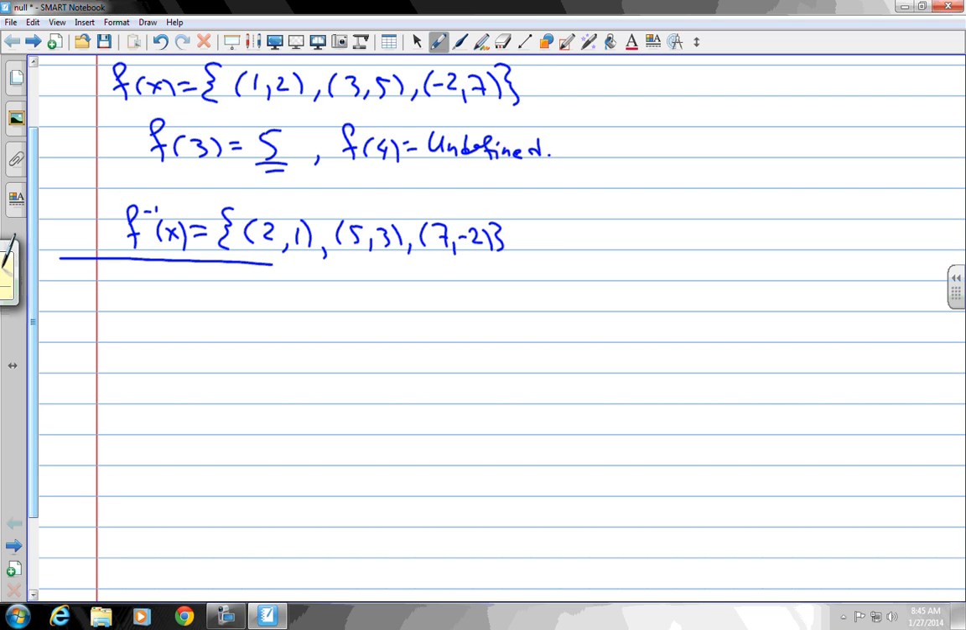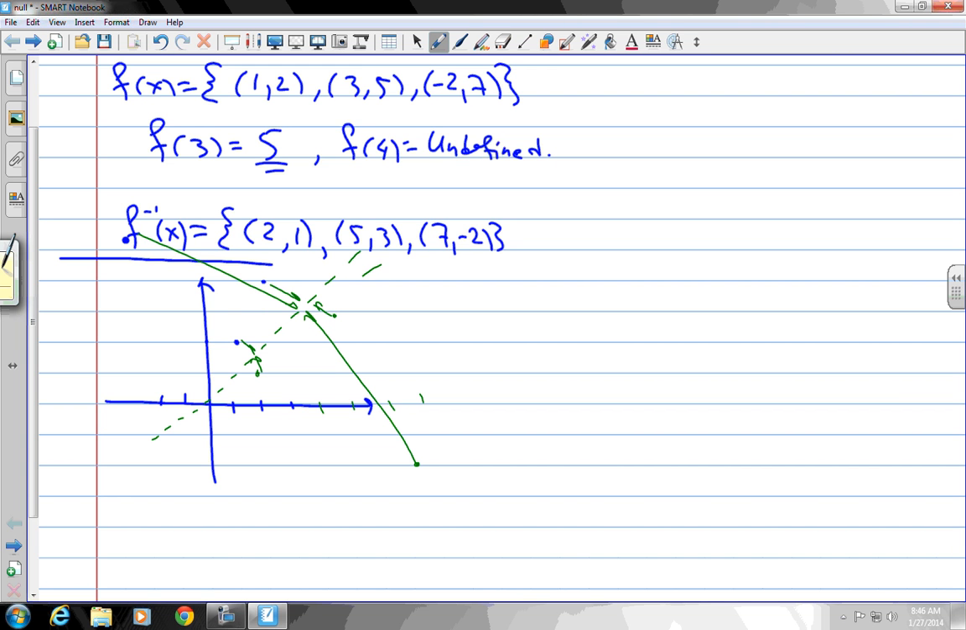Now, if I plot these points, if I plot the points 1, 2, 3, 5, -2, well, I guess 7 over here, and at the same time, if I plot points 2, 1, 5, 3, and then 7, -2, the pattern is these points are reflected over the line y equals x, right?